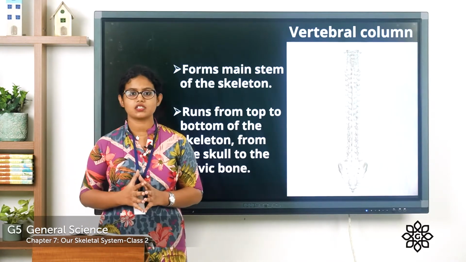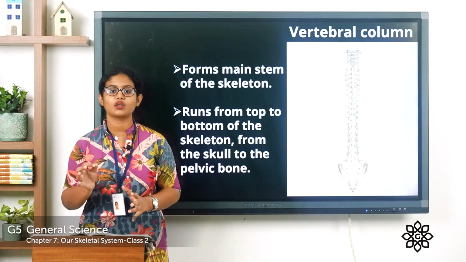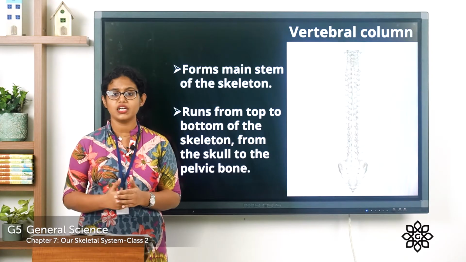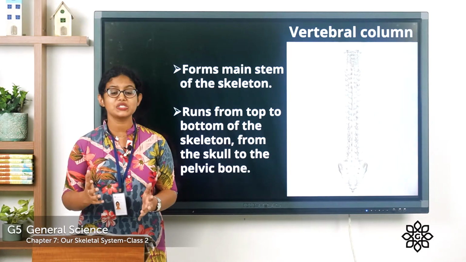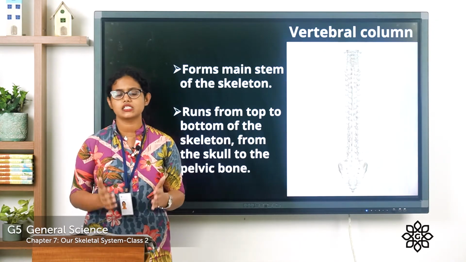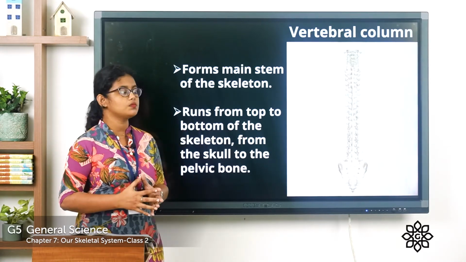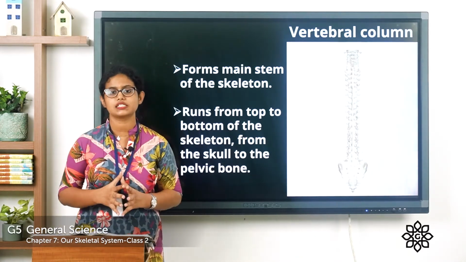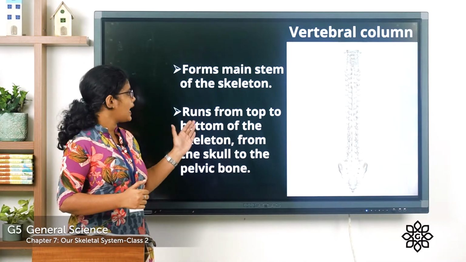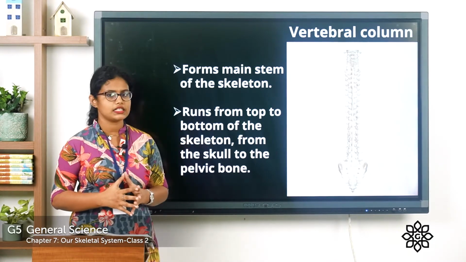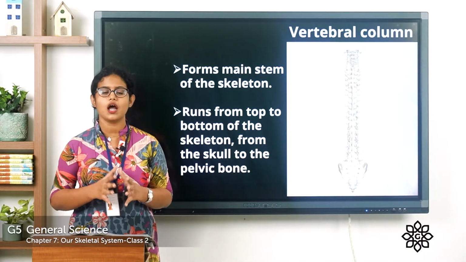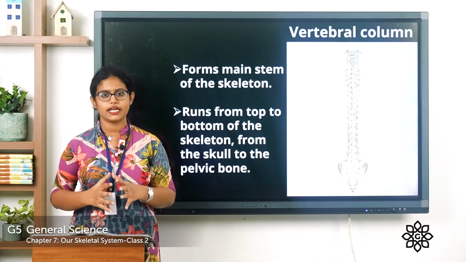Coming to the next part, that is the vertebral column or the backbone. Have you ever felt a long structure which is running from your neck to your back? That is your backbone or the vertebral column. The vertebral column is also called the spinal column. It forms the main stem of the skeletal system. It runs from top to bottom of the skeleton, from the skull to the pelvic bone. The pelvic bone is situated between the abdomen and the legs.